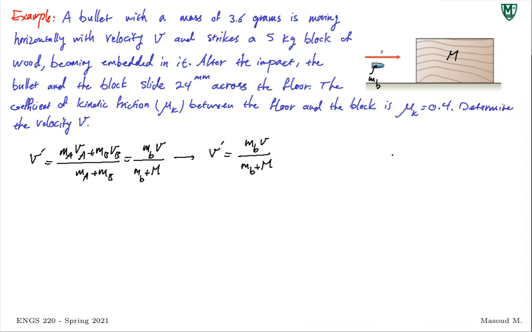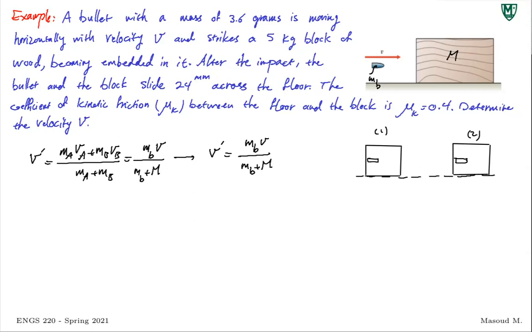Let me see if I can draw it here. So we have the box, right? The bullet goes in, let's say it's somewhere there. This is 1, and then it moves for 24 millimeters. This would be case 2. This is the bullet there, and then this is the floor.